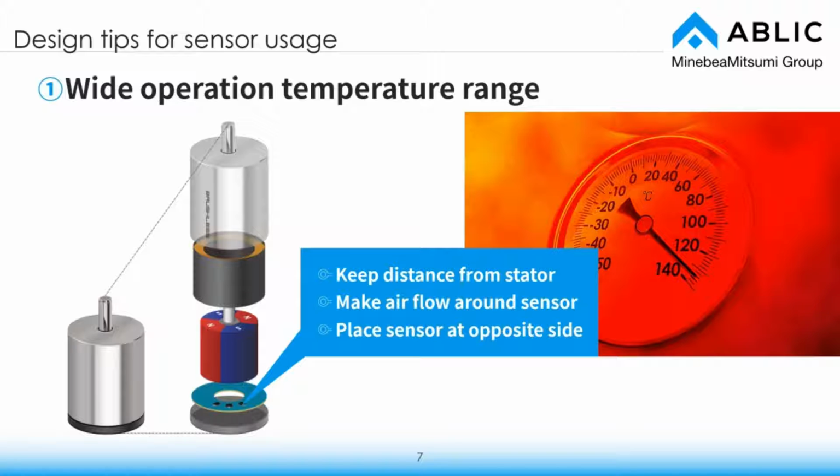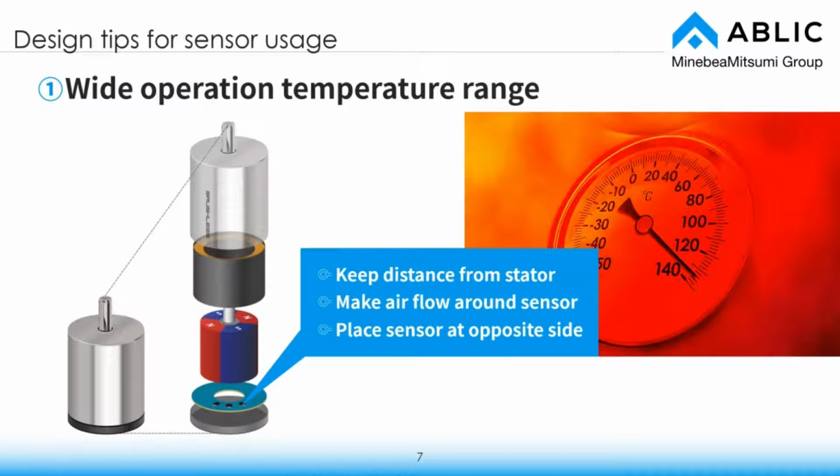Therefore, I will introduce how to prevent the temperature rise around the sensor as much as possible. One way is to move the sensor location as far away from the stator as possible. This is a technique to keep the distance from the stator coil, which is the main source of heat in the motor, and thus reduce the temperature rise. For example, in the case of the inner rotor type as shown in the illustration, it is better to install it as close to the axis as possible.